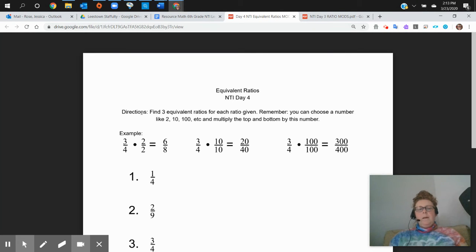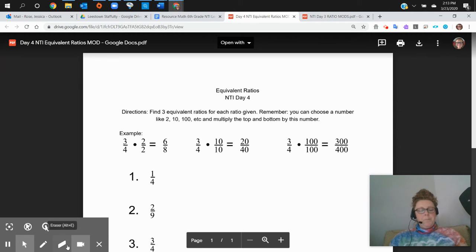Okay. Our directions: find 3 equivalent ratios for each ratio given. Remember, you can choose a number like 2, 10, 100, etc., and multiply the top and bottom by this number. Okay, so let's go through a couple of these. I'm going to switch to a lighter color because I do want to go through the example and make sure you understand what's going on up here.